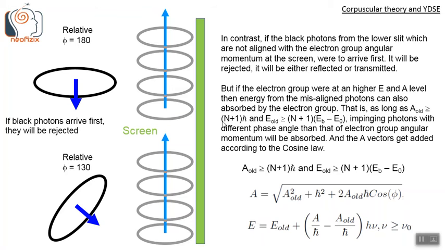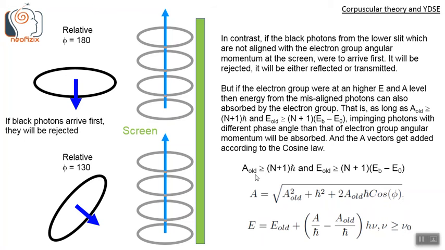So if the total energy is greater than the level like n plus 1 terms, not in the lowest energy and angular momentum state, if it is higher than that, then the impinging photons with a different phase angle than that of the electron group, here they are misaligned, they are not parallel. Here also they are misaligned. Even these kinds of photons will be absorbed, and the A vector, the angular momentum vectors, get added according to the cosine law. So if there is a phase difference phi of 180 degrees here, or phi is 130 degrees, it doesn't matter, they all get added according to this cosine law, vector addition.